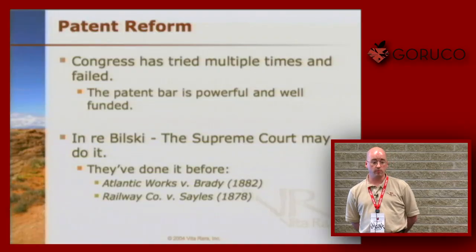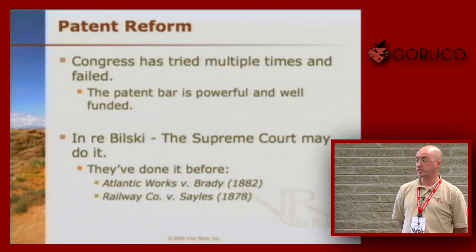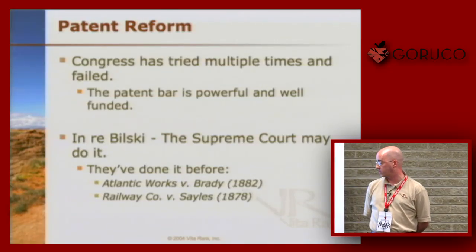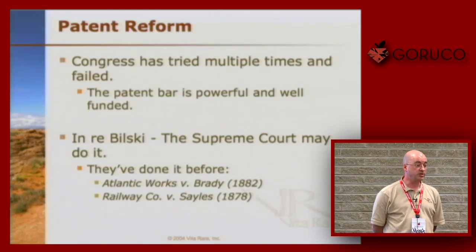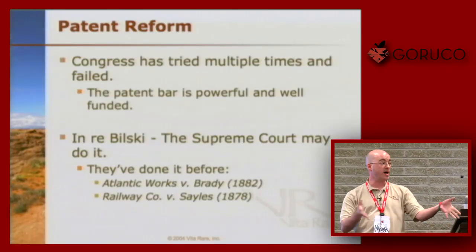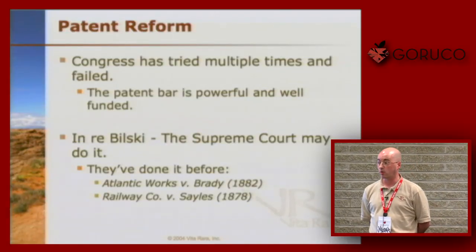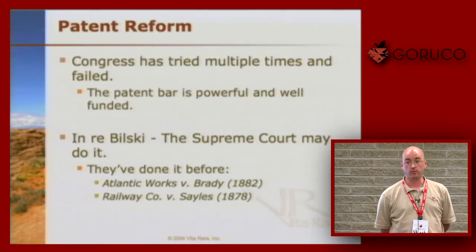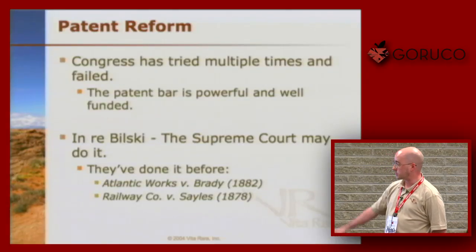But there's also a movement amongst people to actually go back into the case law going back into the 1800s. And there are two interesting cases, Atlantic Works versus Brady and Railway Company versus Sales, both back in 1878 and 1882, that deal with braking on railway cars. And you think, what does that have to do with software patents today? Interestingly, it has to do with a whole lot of it, because the whole idea of patenting the goal started back in the railroad period. Remember, railroads used to be high technology, very advanced stuff. And some of this is being brought up again.